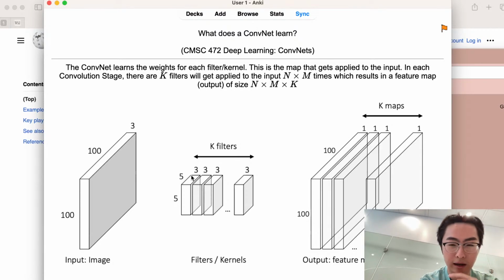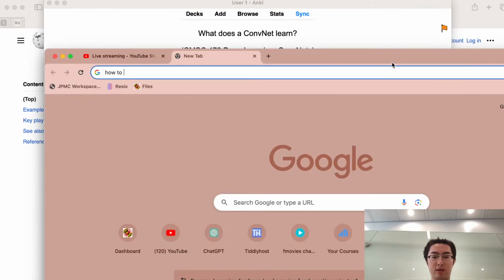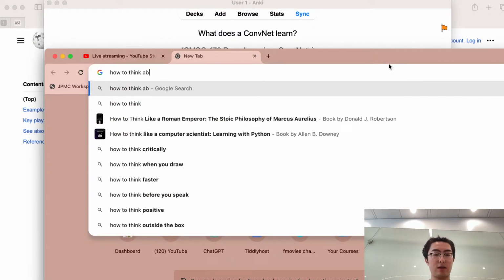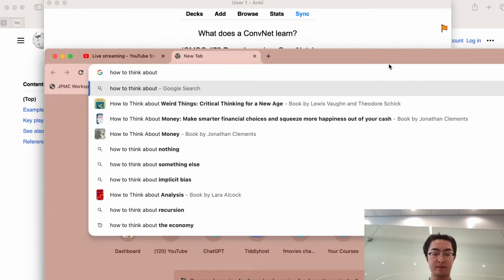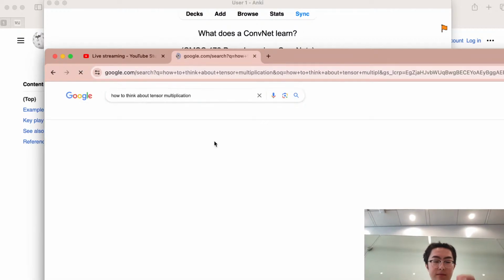Right. I think when you have a matrix or tensor multiplication in higher dimensions, it gets really confusing for me to visualize. So I'm going to probably have to come back to this in the next stream and see if I can figure out how that works. Maybe, so how to think about tensor multiplication.